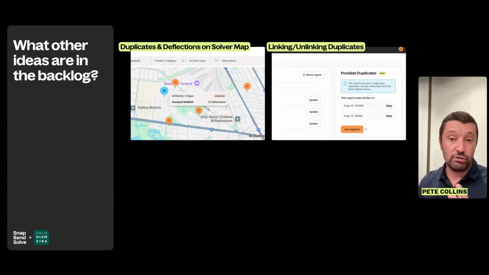We're also looking at the idea of creating a linking and unlinking system in our Solver portal. Whilst our MVP will hopefully go a very long way to stopping the majority of duplicates, it is unfortunately never going to stop all duplicates.